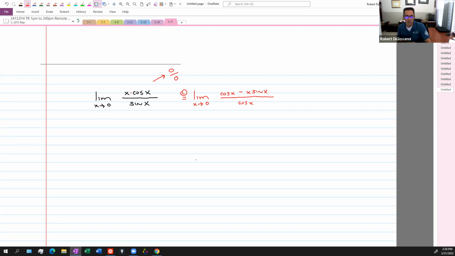I did that product rule quickly in my head. The derivative of x is 1 times cosine, and then the derivative of cosine is negative sine times the first one, and I brought the negative out. Let x go to 0. I think this is going to work. If x goes to 0, cosine of 0 is 1, minus 0 times 0 is 0, and then all over cosine of 0, which is 1. So the answer is 1. That one wasn't bad.